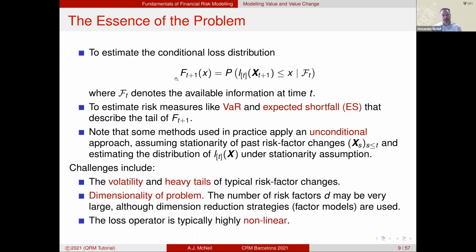So F_{t+1} is the conditional loss distribution. It's the probability that the trading book loss over the next time step is no bigger than x, conditional on everything we know. So at any point in time, we have data about the recent history of the financial markets. And so F_t is basically the information available right now to us in order to make our risk forecasts over the next period. And then the risk management group in the institution is going to be estimating risk measures.